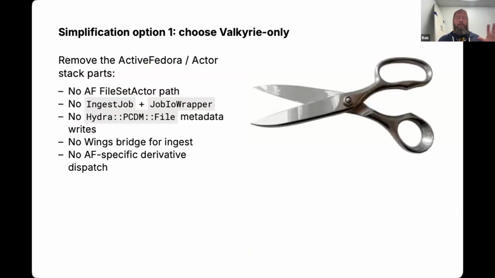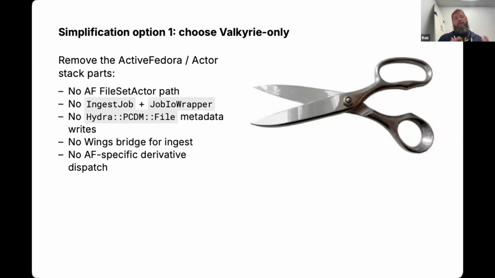If that makes you feel panicked, I want to hear from you about that. It doesn't mean you can't run the existing versions like that. I don't have a kill switch, I promise. But I do think that it may be time to remove all of that active Fedora code from Hyrax and clean things out. So no actor stack, we can simplify the ingestion jobs. The PCDM file stuff goes away. All the wings code goes away. It was always meant to be a bridge. It's always been meant to be removed.